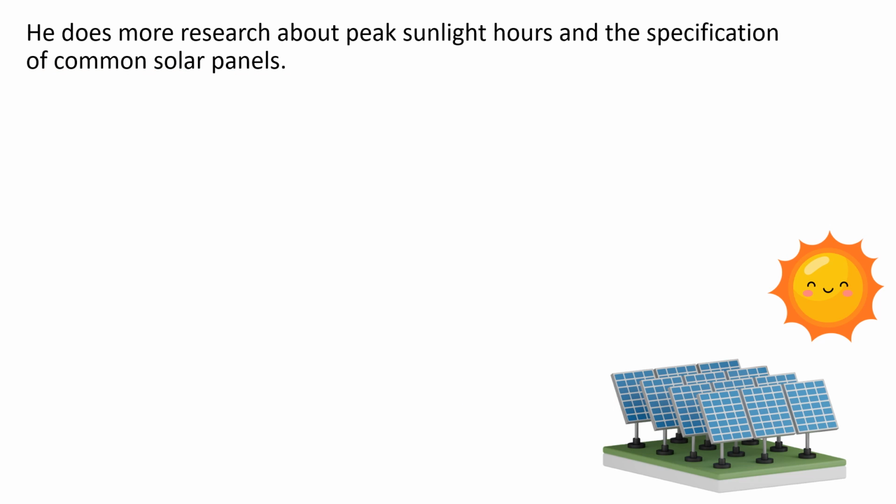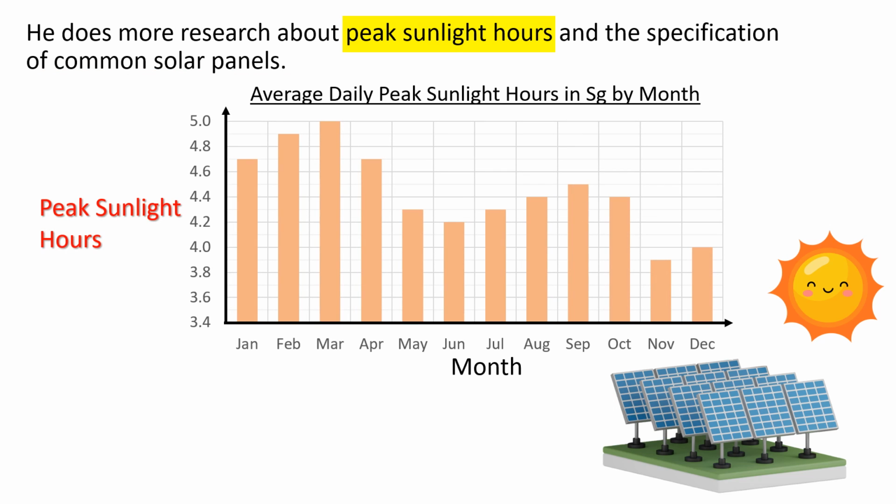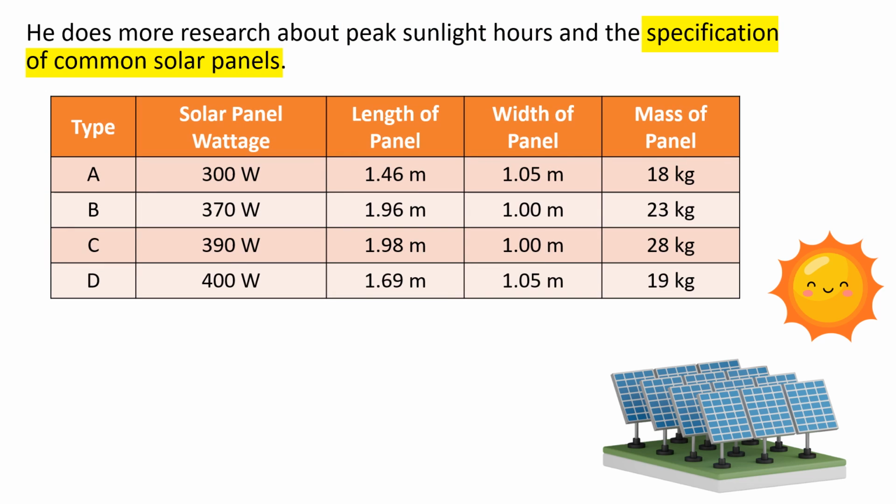Next, he does a bit of research into the peak sunlight hours and he finds this table that gives the average daily peak sunlight hours by the months of the year. Fun fact here is that in November and December during the monsoon period, the peak sunlight hours are much lower. Next, he finds the specifications of 4 different types of solar panels summarized in this table.